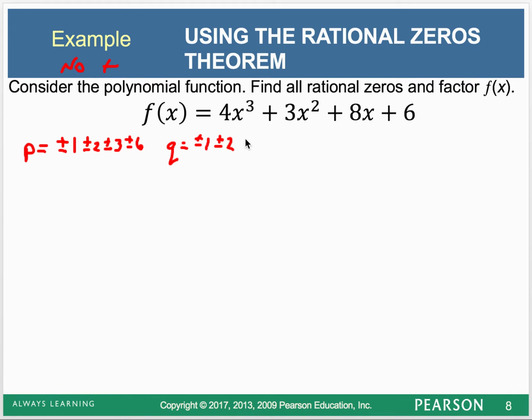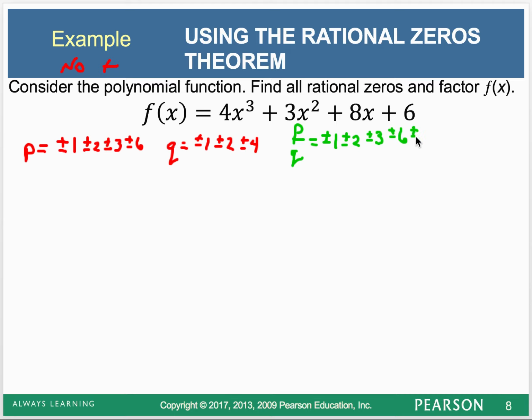Q, factors of 4. 1, 2, and 4. That means my P over Q's, what's possible, is all of these numbers divided by all of those numbers. So if I divide them all by 1, it's possibly 1, 2, 3, 6. That's exactly what I did last time. Then divide everything by 2.